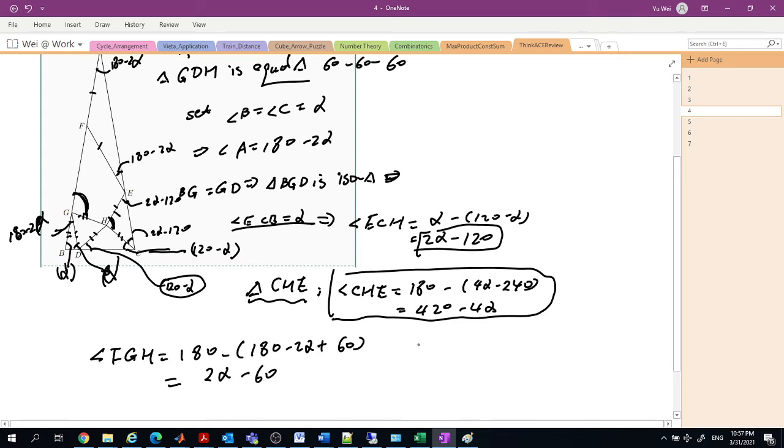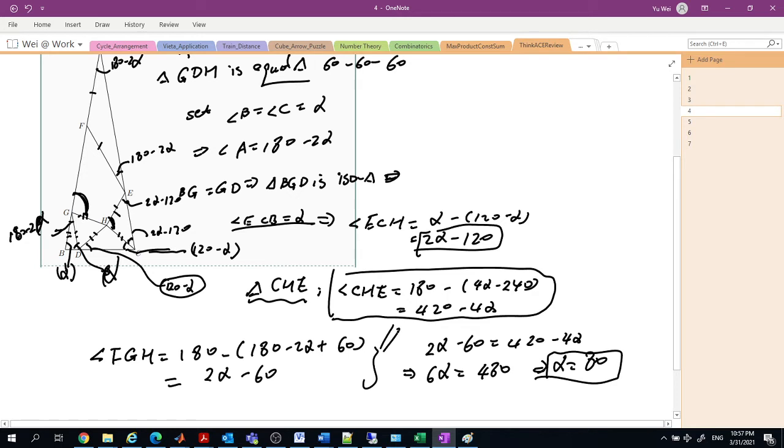Now because these two angles are identical, we have 2 alpha minus 60 equal to 420 minus 4 alpha. So you can see 6 alpha is equal to 480. So now we solve alpha equals 80, right? So angle BAC is equal to 180 minus 2 alpha, which is 20. So this is the final answer.